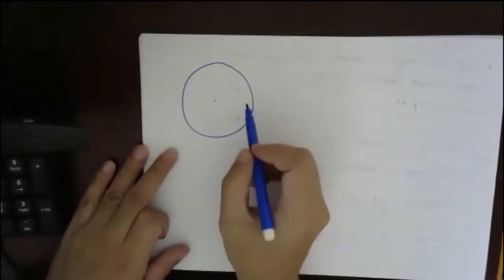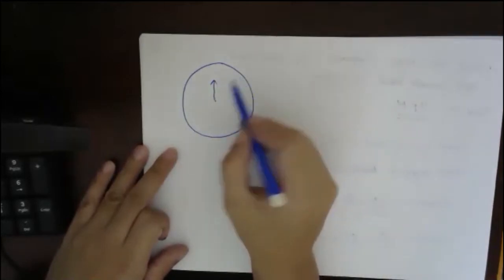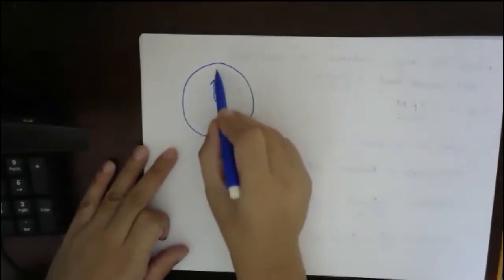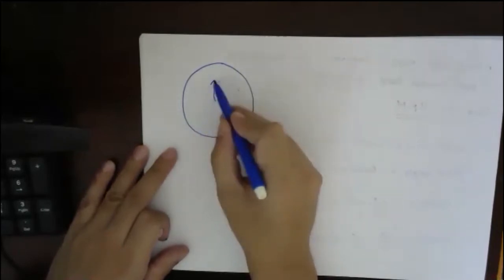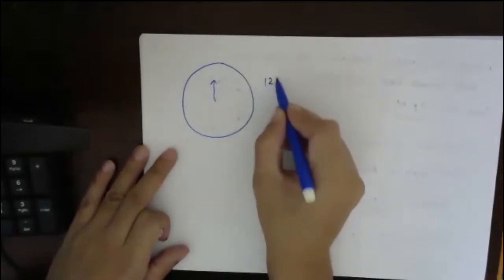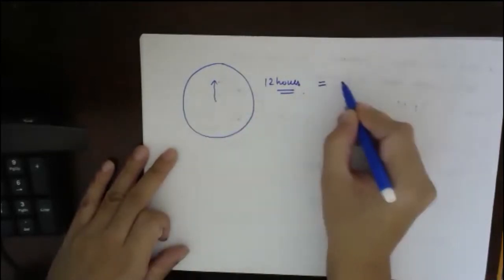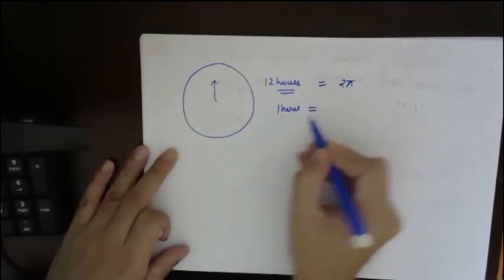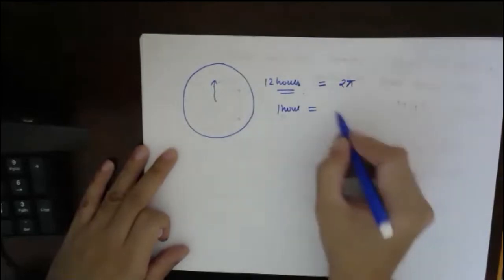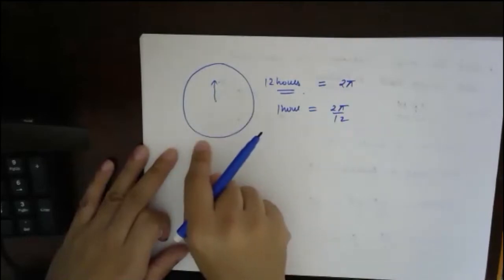So suppose this is the clock, and this is the hour hand. This is the start of the day, 12, and when it comes again to 12, how many hours have passed? 12 hours. How many angles in 12 hours? In 12 hours, 2 pi radians. So in 1 hour, how much angle will it cover? 2 pi by 12, right? And what is the time I am asking you to find? 4, right?